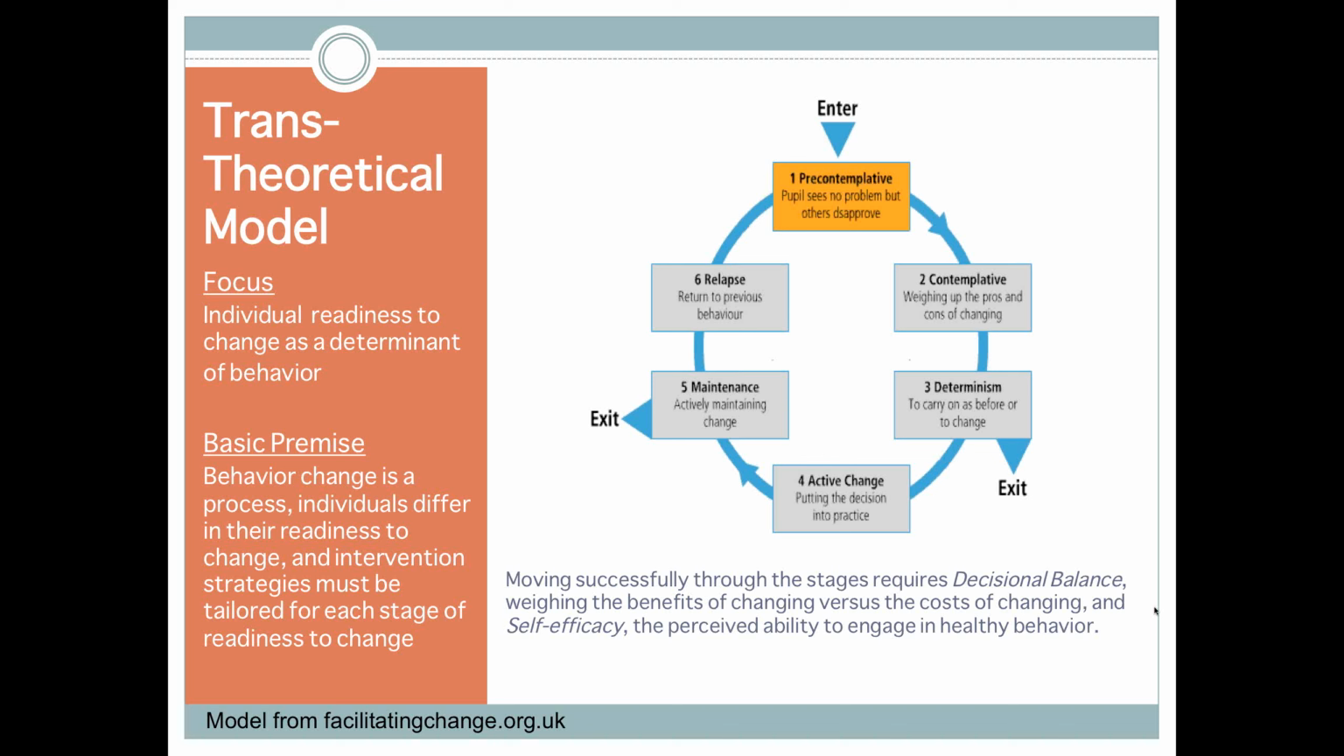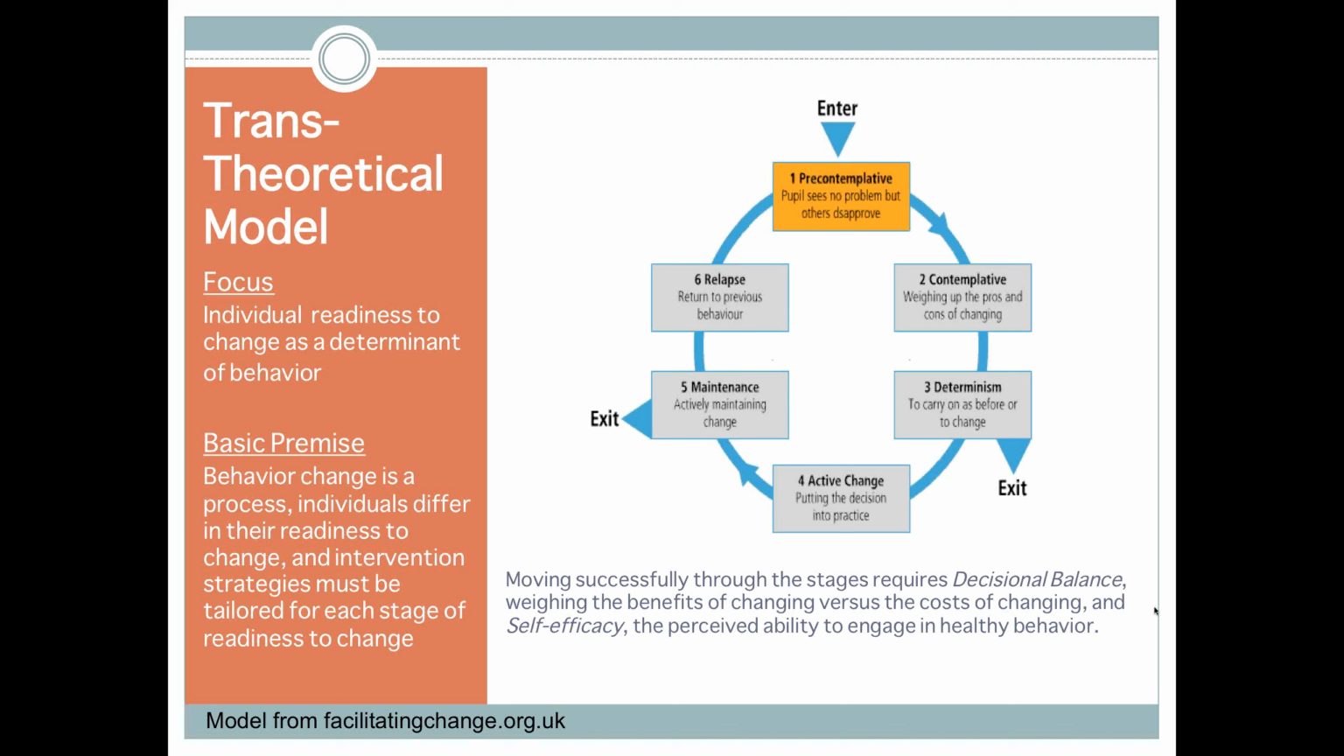The fourth stage is active change, where you're putting your decision to change in place. The fifth phase is maintenance, where you've put that change in place and now you're maintaining that change over time. You're sustaining and continuing that change over time. And the sixth phase is relapse, when you've returned to the previous behavior, and at that point you need to put into place relapse prevention strategies and have an active change reinstituted and then sustained.